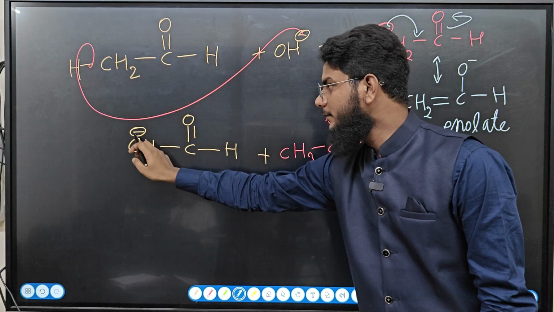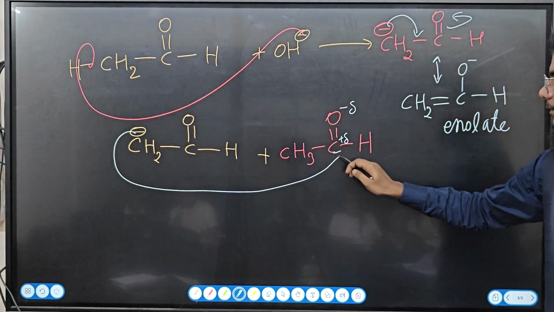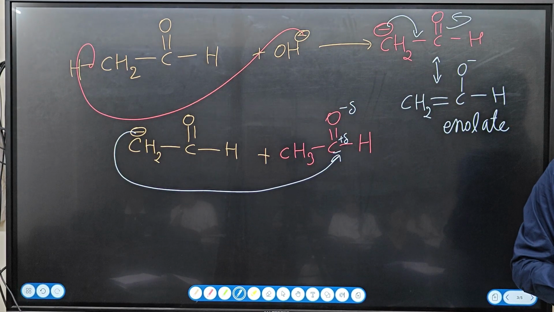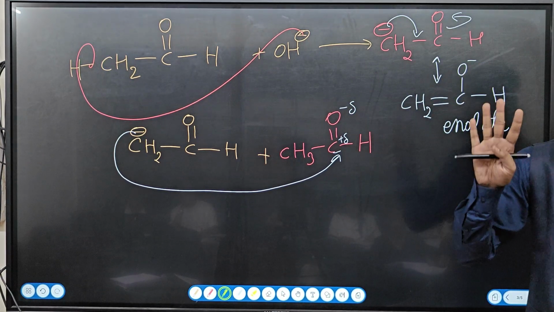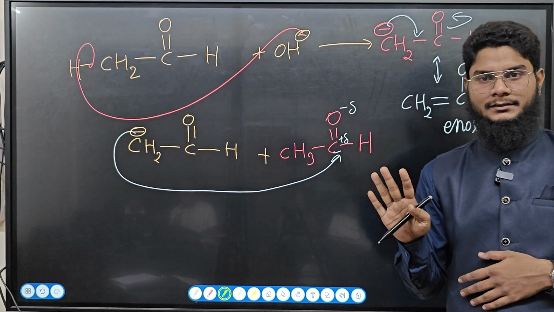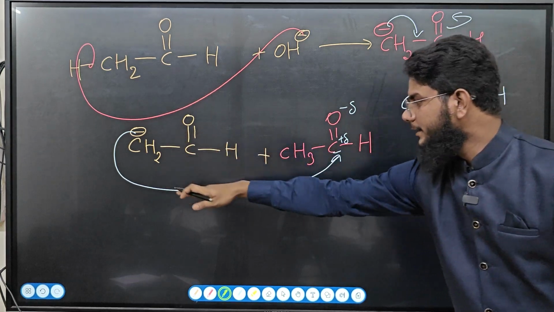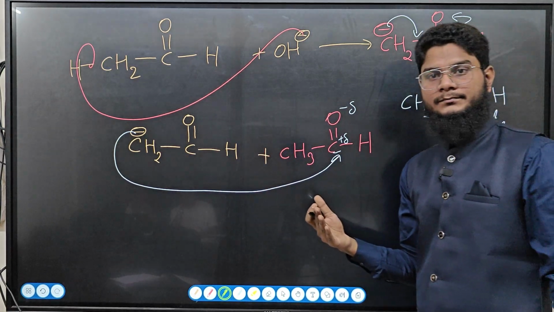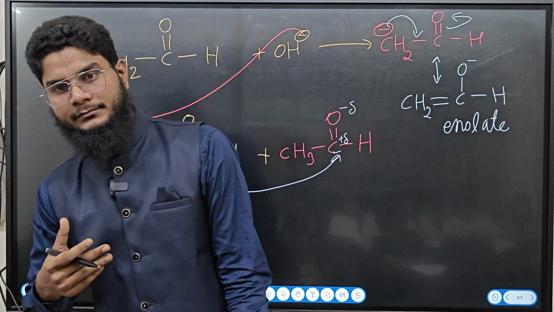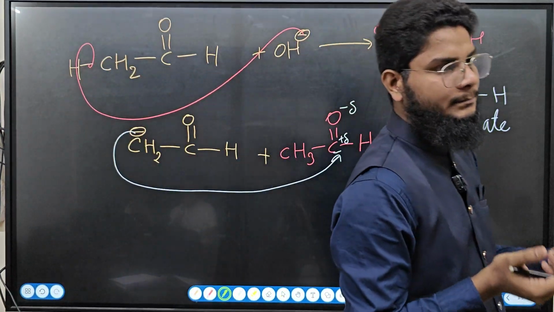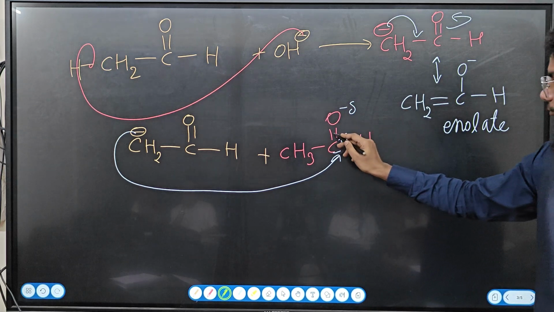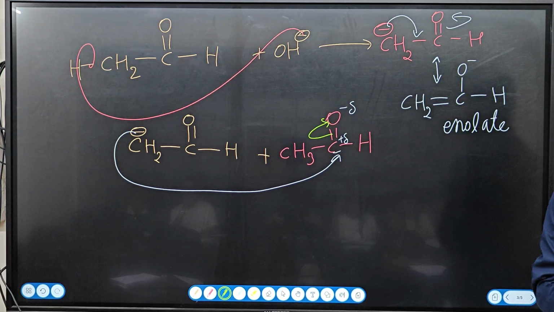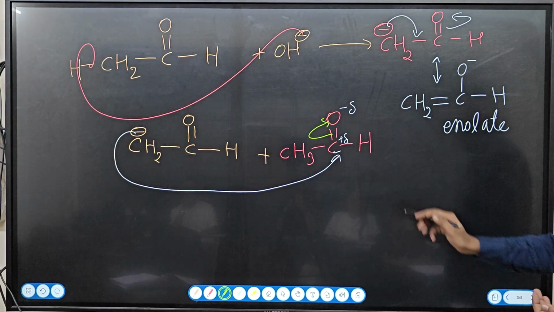So what will this nucleophile do? This nucleophile will attack this positive center, and you know that carbon can form a maximum of 4 bonds, right? So it is forming a new bond, and you have to break an old bond. Which bond will break? The pi bond, because the pi bond is weaker than sigma. So this pi bond will break.